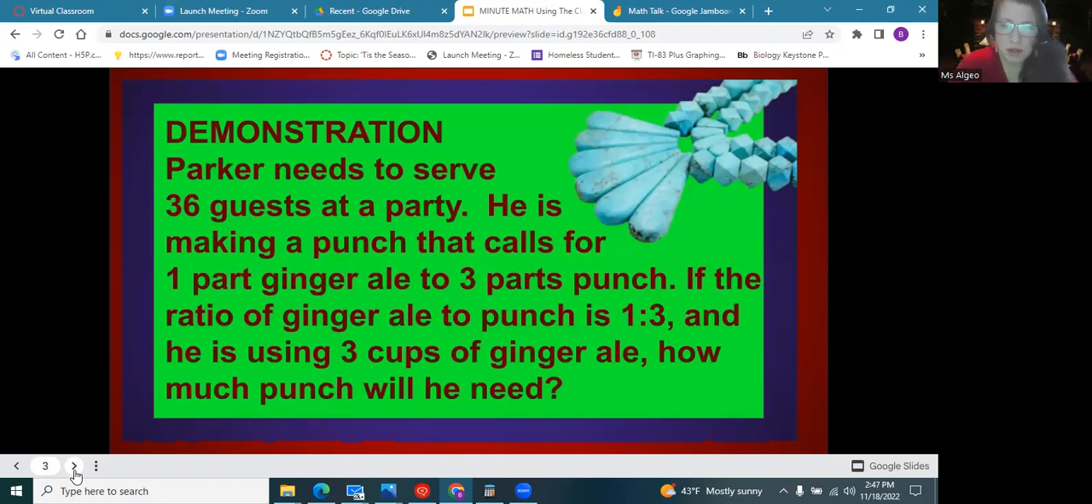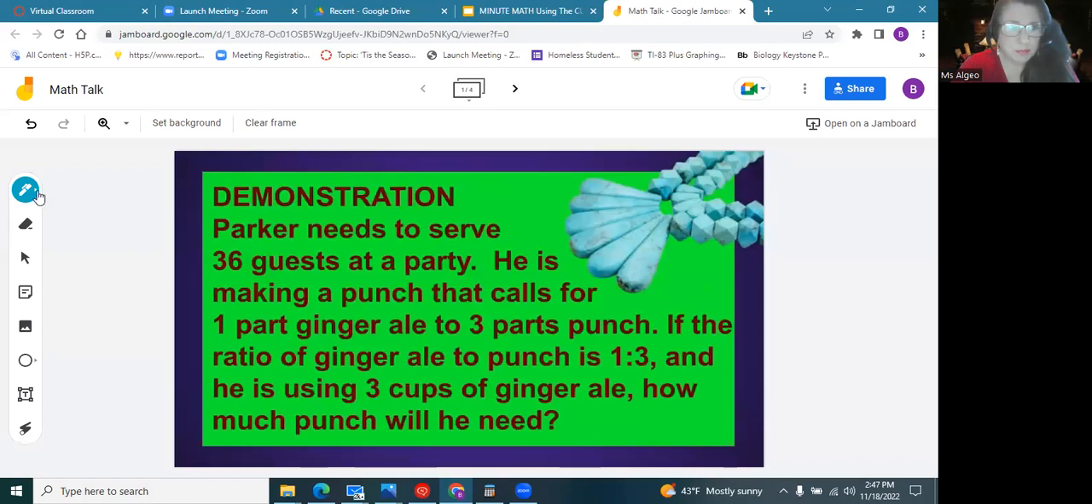Parker needs to serve 36 guests at a party. He is making a punch that calls for 1 part ginger ale to 3 parts punch. If the ratio of ginger ale to punch is 1 to 3, and he is using 3 cups of ginger ale, how much punch will he need? Okay, so let's go into our Jamboard and use the tools to use the cubes method.